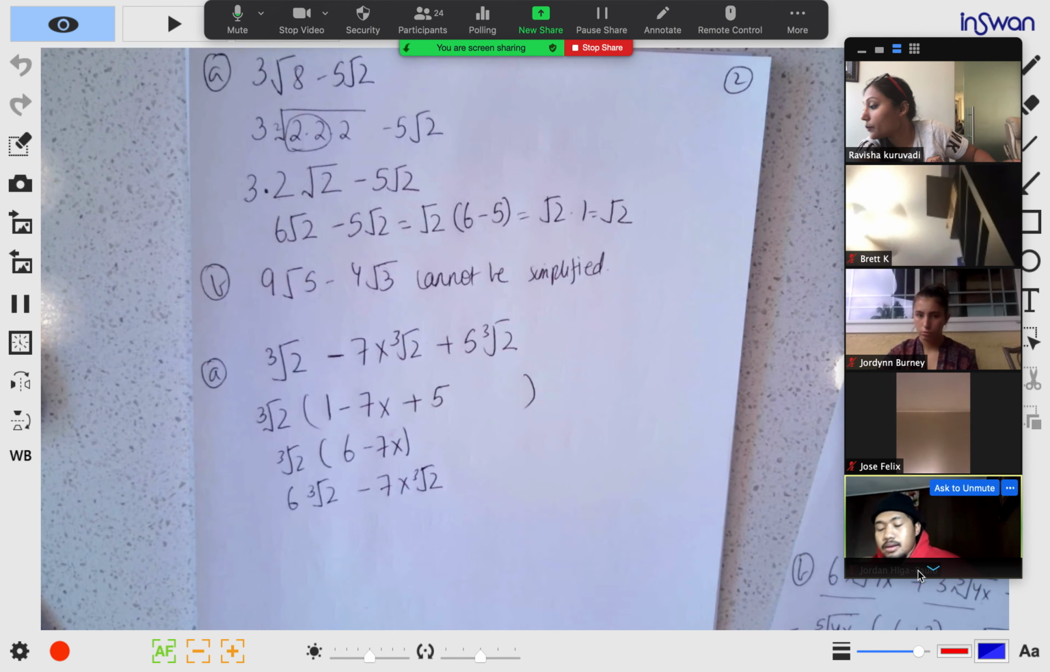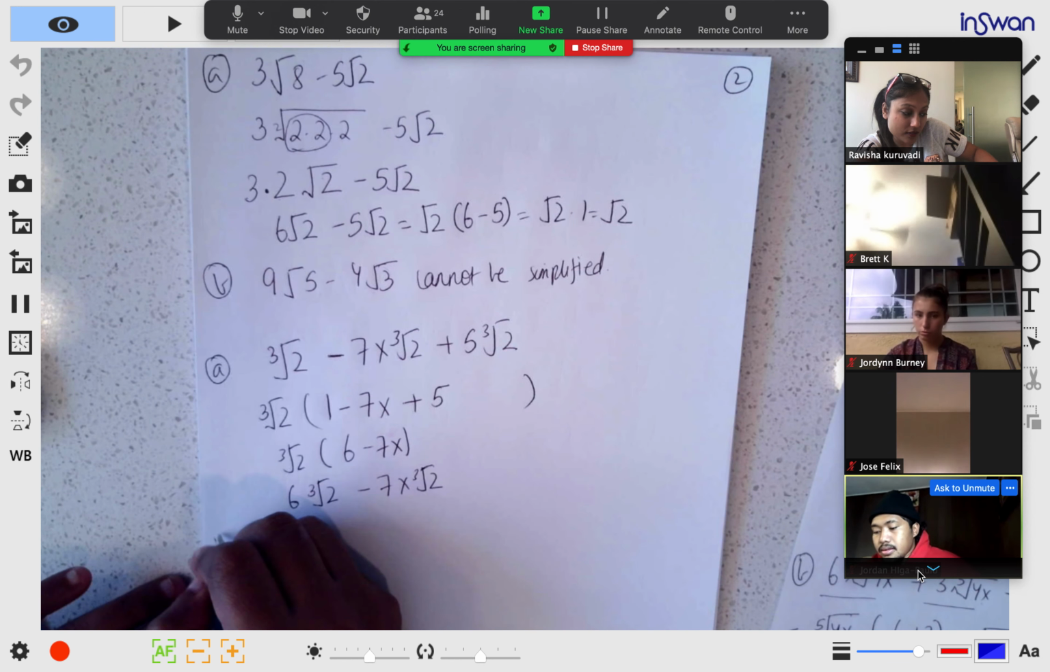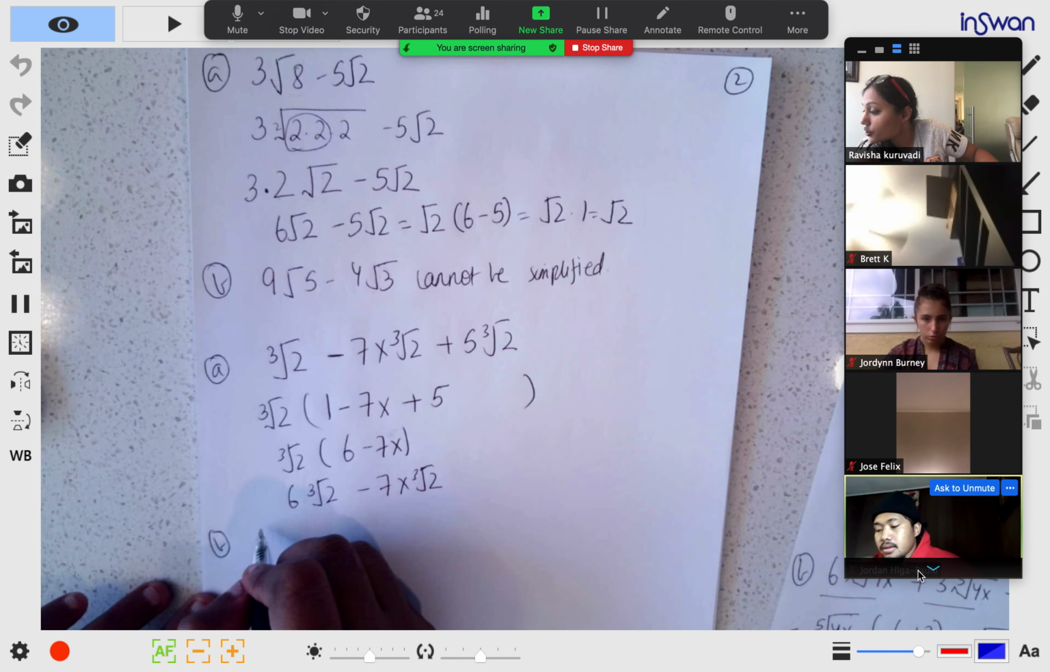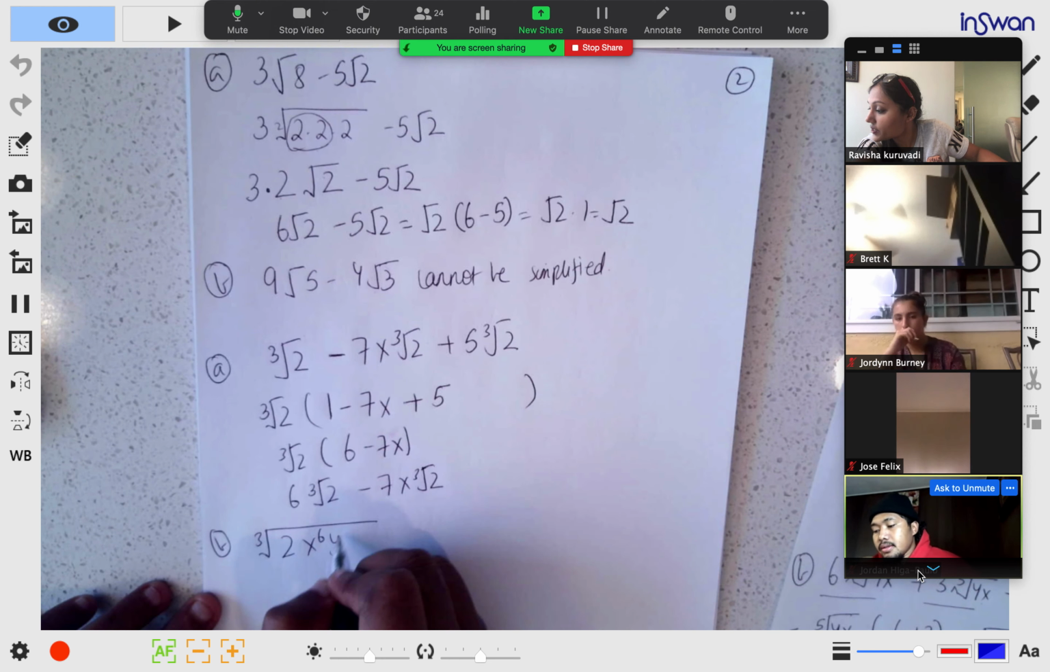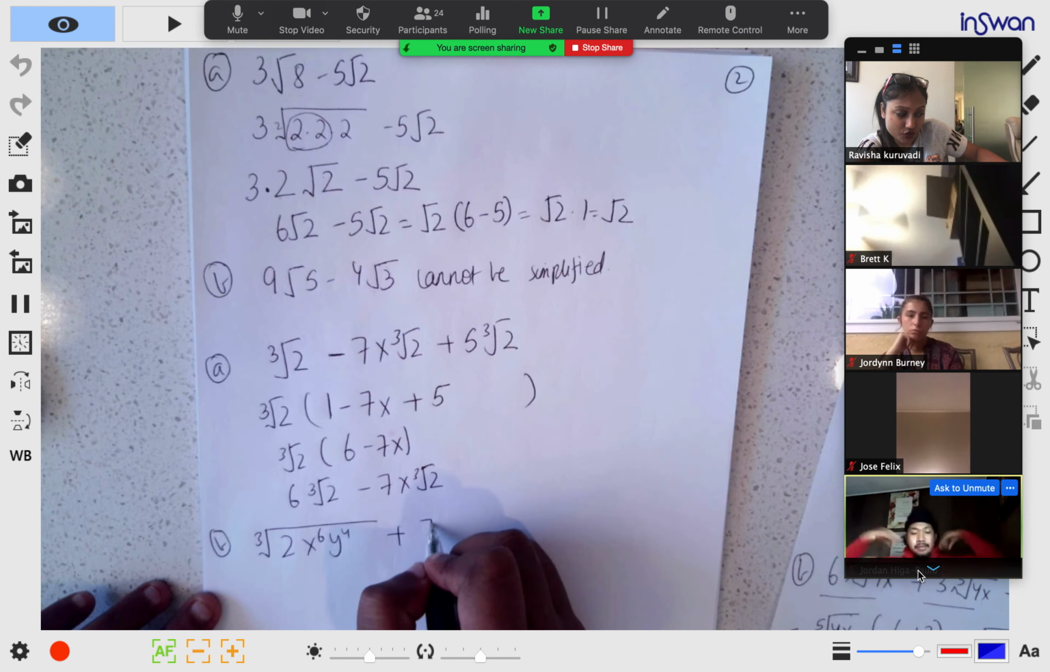Let's do one more example here. So you have the cube root of 2x to the power of 6 y to the power of 4 plus 7 cube root of 2y.